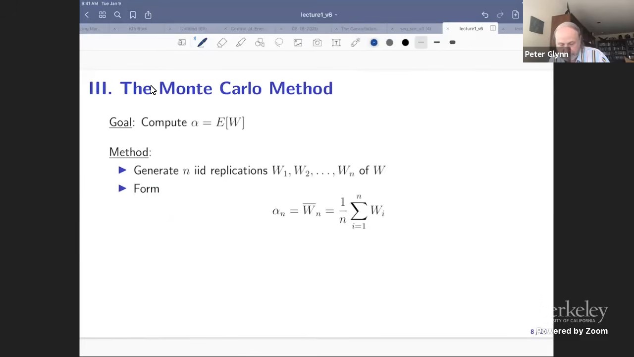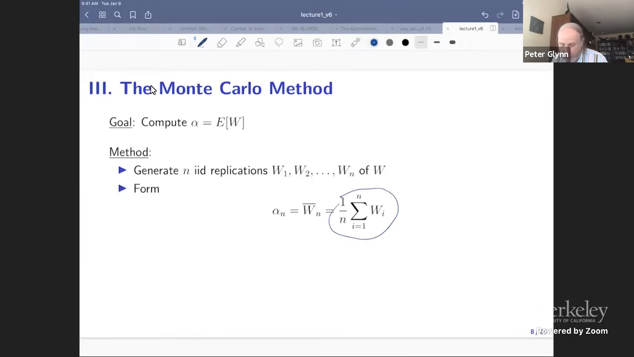So we've already alluded to the Monte Carlo method. Again, the basic problem of interest is that we want to compute some expected value of a random variable W. And the basic idea is to generate IID replications, to run independent computer simulations, W1, W2, through Wn of the random variable W, and then to form an estimator corresponding to the sample mean. So alpha n here is just the average of the Wi's.